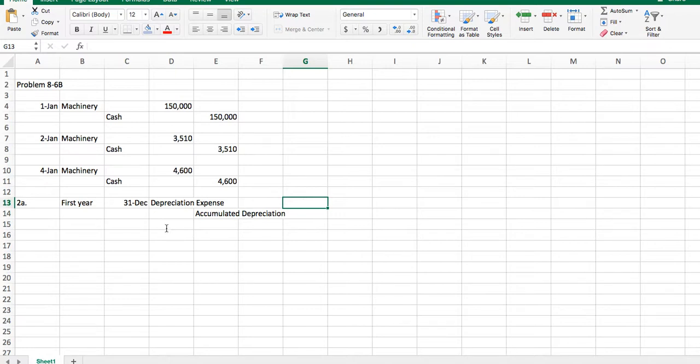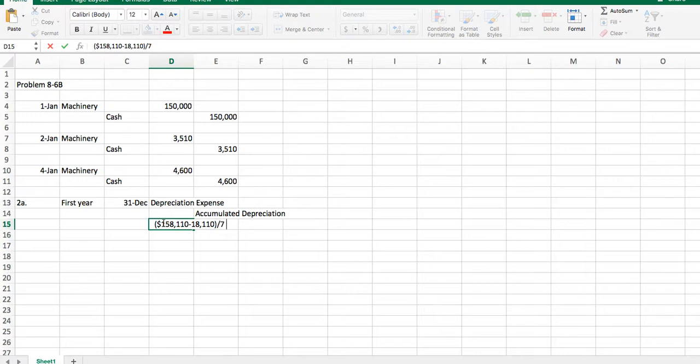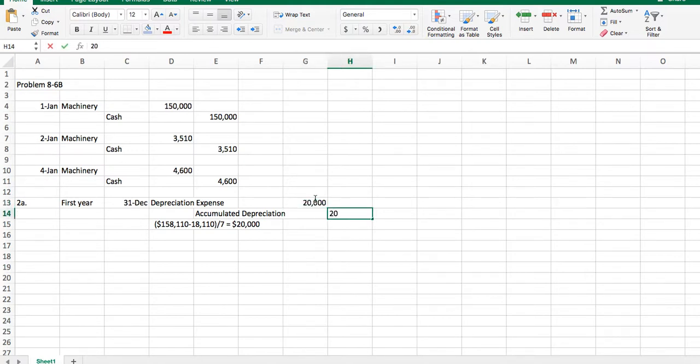So the depreciation expense, I'll just go ahead and calculate it here, is $158,110. That's the cost of the machine. All three of those costs are included in the cost, minus $18,110, which is the salvage value, which was given to you in the problem, and divided by 7. That's the number of years. So we'll take depreciation of $20,000 each year for the machine. And this was purchased on January 1, so we take a full year.